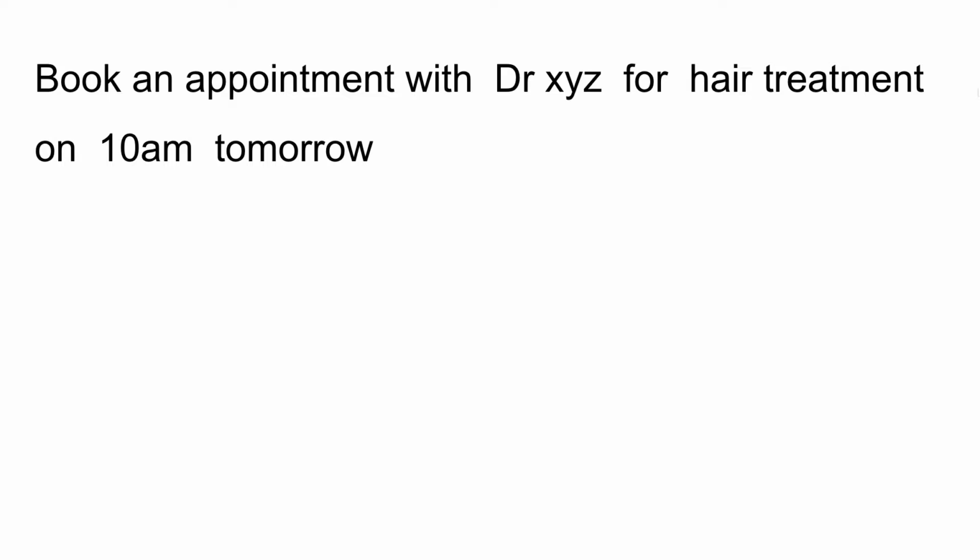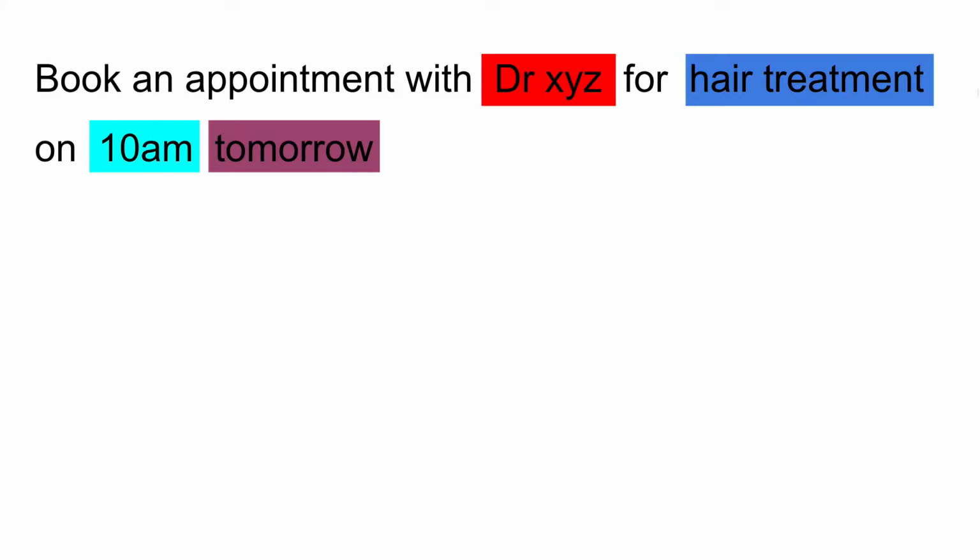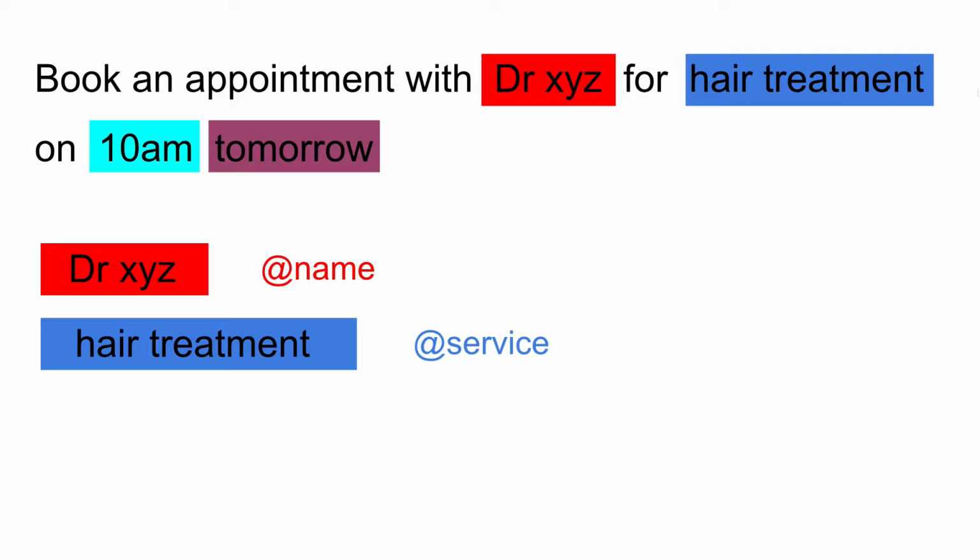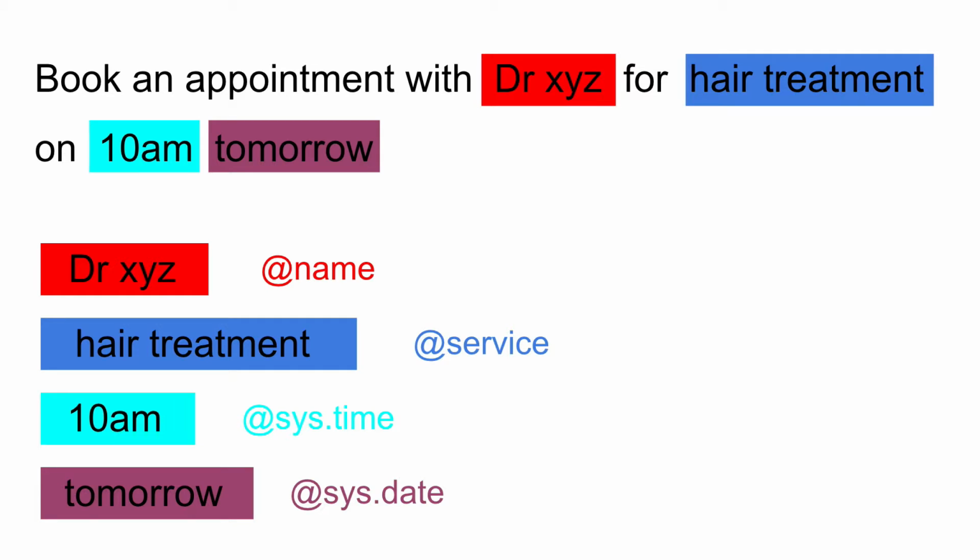My action provides a facility to book an appointment with doctors for various treatments. So in this case, our entities will be Dr. XYZ, hair treatment, 10 a.m. and tomorrow. Now, what will be the type of these entities? Dr. XYZ will be our custom entity, which can be named @name. Hair treatment can be extracted by creating custom entity @service. For the time and date, we can use system entities, which are sys.time and sys.date.